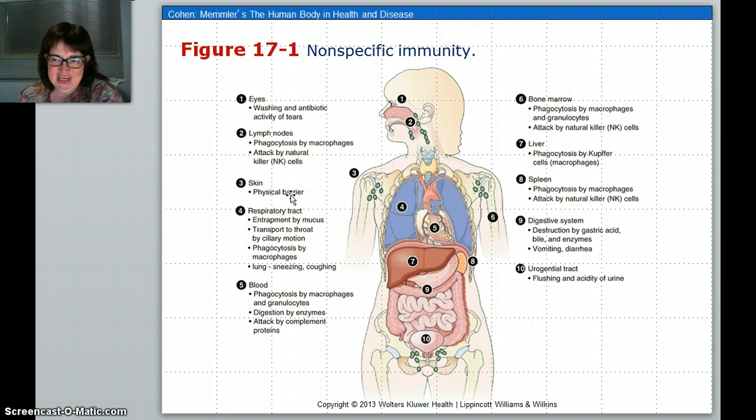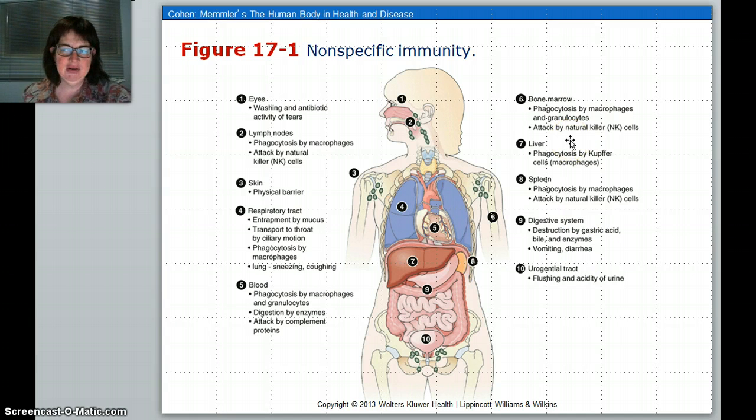Then you have the skin, which is a dead, waxy layer on the outside. In your respiratory tract, you have mucus, which will trap things. You have cilia, which move things out. You also have sneezing and coughing as a way to expel things out of your lungs. Your blood is a barrier because it has phagocytosis, digestion by certain enzymes, and attack by complement proteins. We'll talk about complement proteins later.